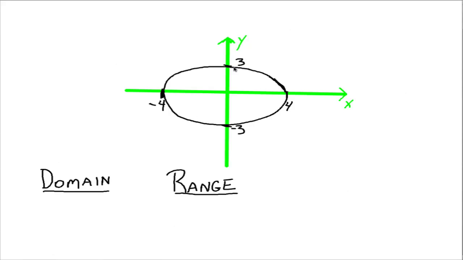Now this thing may not be a function, but it's called a relation. So it still has a domain. The domain would be -4 to 4. Those are the x values being used. Every x value in here is being used. And the range from -3 to 3 is being used. So we can still figure out the domain and range, even though it's not a function.